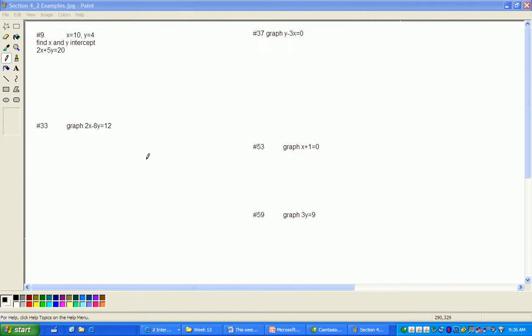Okay, now we're going to talk about section 4.2, just do some more examples. These are very similar to 4.1. So number 9, they want us to find the x and y intercepts of this equation.